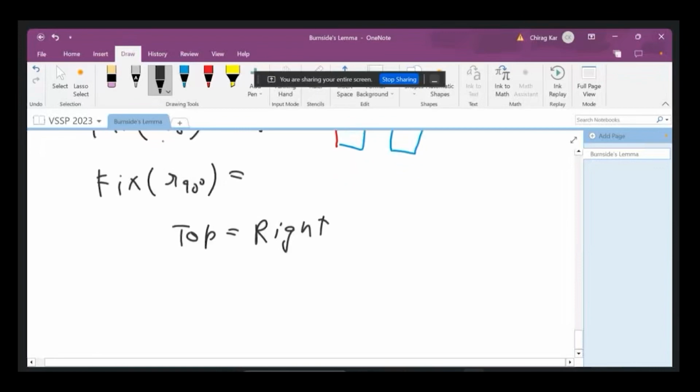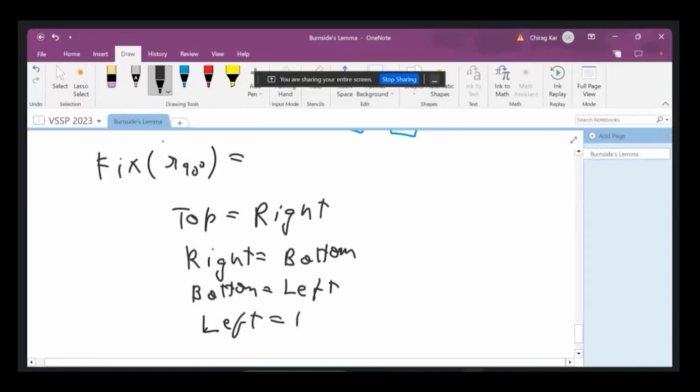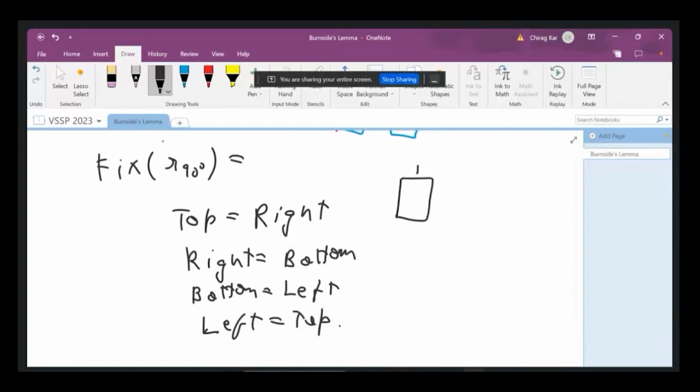The top should be equal to the right, and similarly, the right should be equal to the bottom. The bottom one should be equal to the left, and the left one should be equal to the top. What I mean by all of these is this: in a square, you have the top, the right, the bottom, and the left. So I want these to be equal to each other.